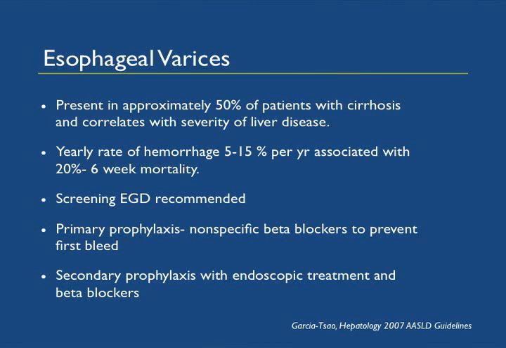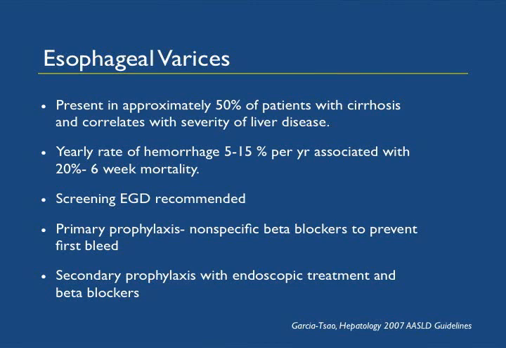Variceal hemorrhage can be devastating and occurs with a yearly rate of 5 to 15% per year. There is a very high 20% 6-week mortality from variceal bleeding, making prevention of the first bleed and recurrent bleeding very important. In order to prevent the first bleed, you have to assess whether varices are present. Therefore, a screening endoscopy (EGD) is recommended at the time of diagnosis of cirrhosis.